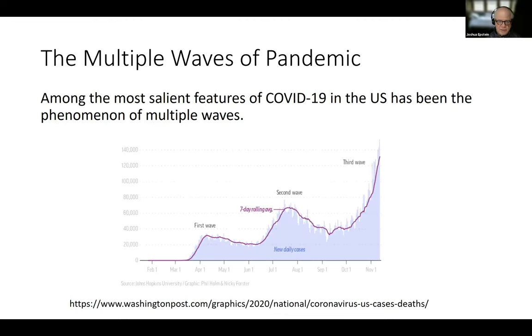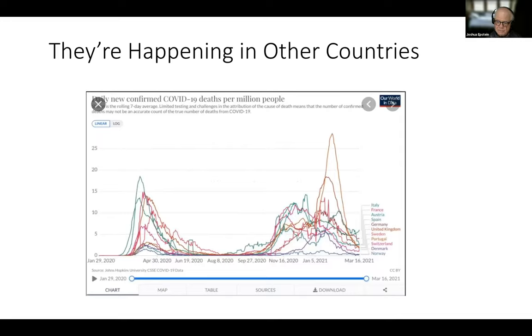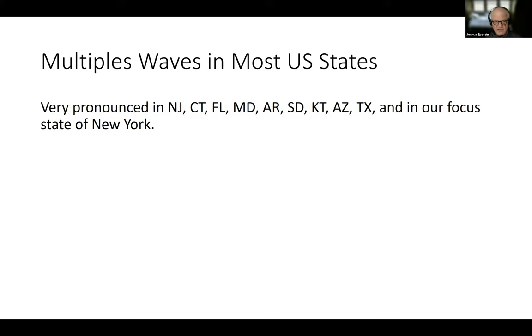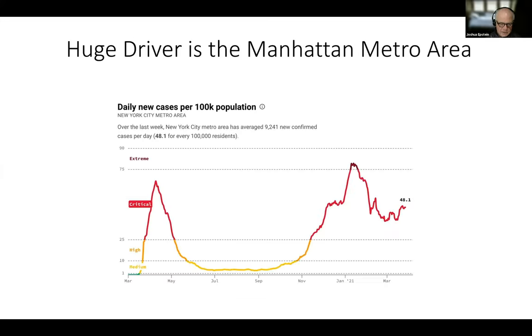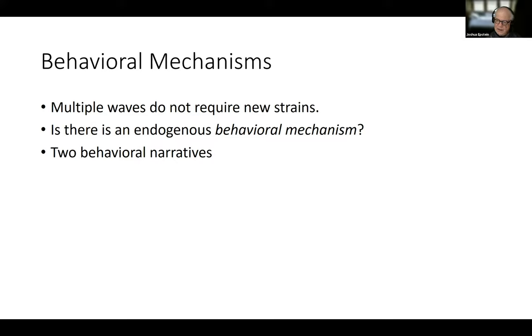But everybody's familiar with these COVID multiple waves at the national scale. They're happening all over the world. Multiple waves have been characteristic of this pandemic. Within the US, there have been very pronounced waves in New Jersey, Connecticut, Florida, Maryland, Arkansas, South Dakota, Kentucky, Arizona, Texas, many other places. And in particular, in the state we are focusing on in our empirical work, New York. Here's the picture there. This needs to be updated a little bit because we're really entering another wave. But it's all been driven by Metro Manhattan. So point one, multiple waves are characteristic of this pandemic and of others. And we need better theory to account for this.